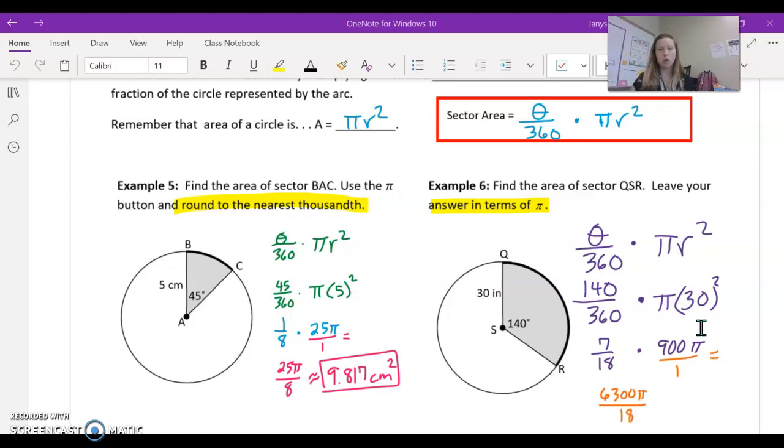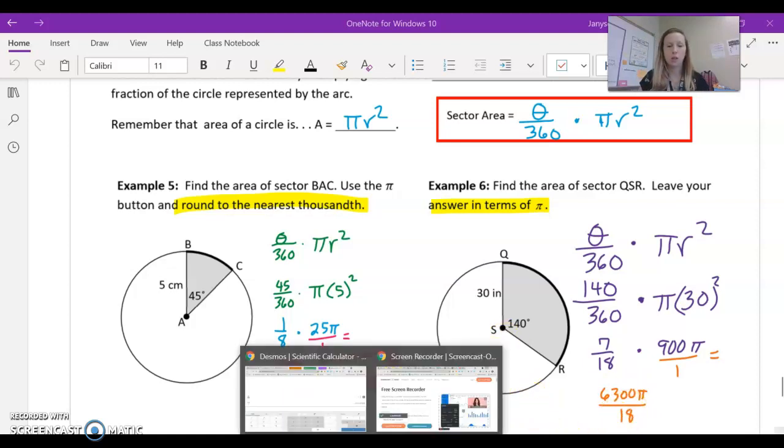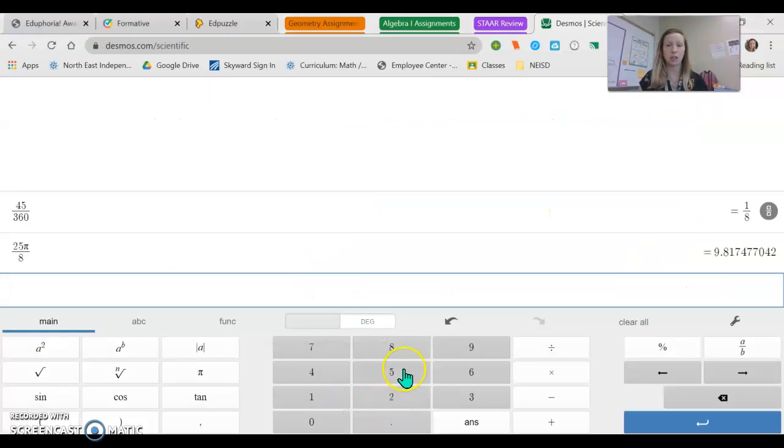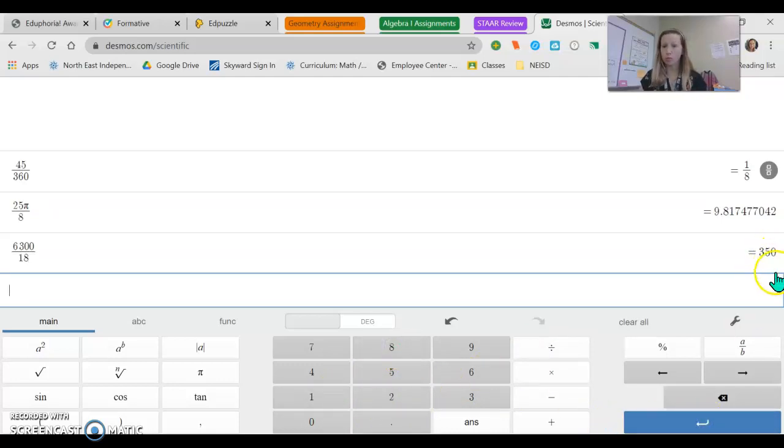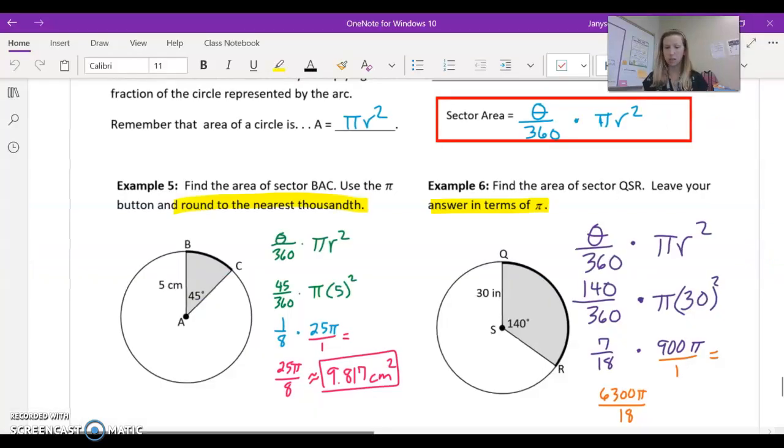Now, we are leaving our answer in terms of pi, but it should still be in its simplest form, so we should try to divide 6,300 divided by 18 to see if it reduces. Don't type in the pi. We still want pi in our answer. So 6,300 divided by 18. And we actually get a whole number. So 350. That's nice. Makes it nice and pretty. So our answer is exactly 350, and then don't forget the pi. And our unit is inches squared because it is area, so it should be squared.